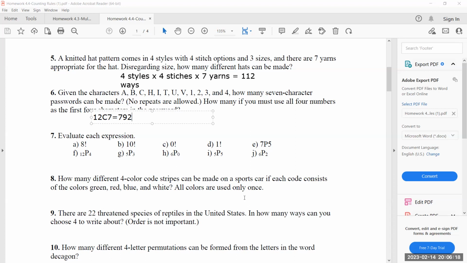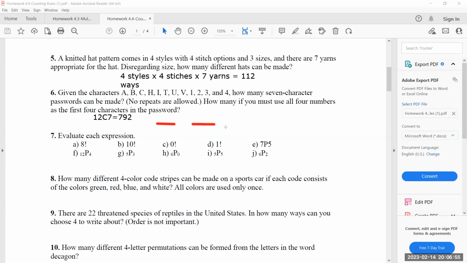How are we doing with number 6? I'm stuck on the letter B, the second part. Letter B, okay. Did you get letter A? Yeah, I got it. Okay, so what's sticky about the second part of it? I'm saying, how many, if I have to use all 4 numbers as the first 4 characters in the password. So think of it as having, you still have a 7-character password, right? So think of it as having 7 slots.